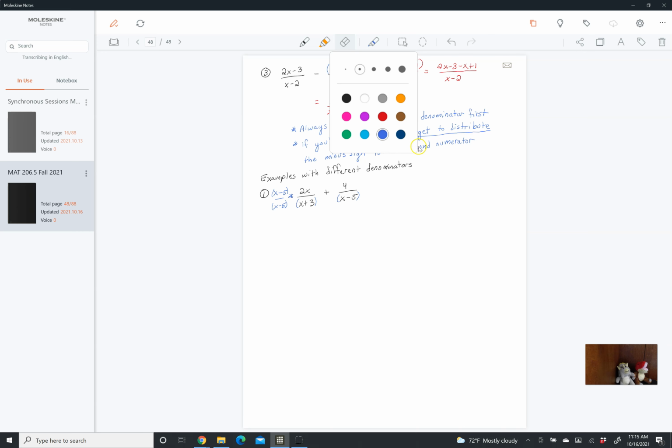Now we're going to ask ourselves the same question for the second denominator. So don't worry about this. We're saying, what does the first denominator have that the second one doesn't? So the first denominator has an x plus 3. The second one does not have that. So that's what we multiply by. X plus 3 over x plus 3.